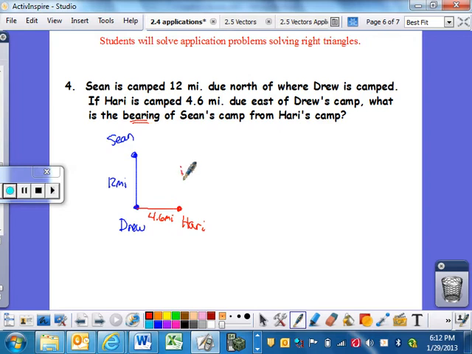Now from Harry, it says of Sean's camp from Harry. So that means I'm going to start from Harry and go to Sean. Okay, I don't care about the distance. I want to know the bearing. So what am I actually looking for? Notice how I put in a kind of compass, a crosshair here. I know that this thing's even. I need to find this angle because from Harry to Sean, I know I'm traveling northwest. So instantly I know it's going to be north, some degree west.